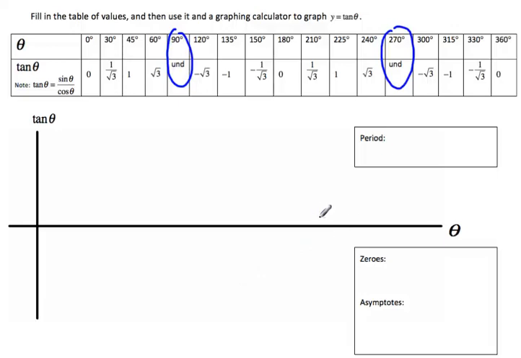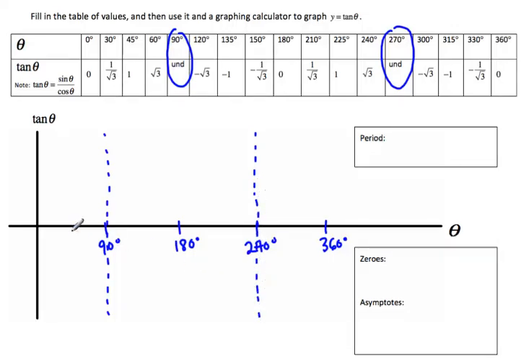So again, what we're looking at, in that window, is a function between 0 and 360 degrees. If we divide it up like this again, then we can graph the curve. So at 90 degrees and 270 degrees, we've got these vertical asymptotes because we can't divide by 0. We've got zeros here at 0 degrees, again at 180 degrees, and again at 360.